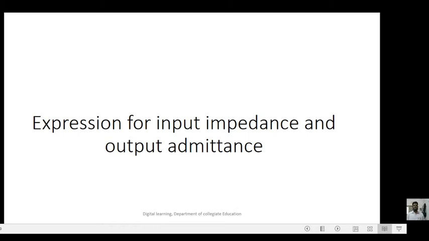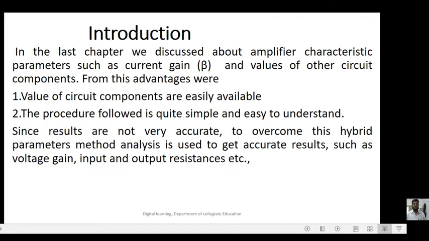Today we are going to discuss the expression for input impedance and output admittance. Introduction. In the last chapter we discussed amplifier characteristic parameters such as current gains and values of other circuit components. The advantages were that the values of circuit components are easily available and the procedure followed is quite simple and easy to understand. Since the results are not very accurate, to overcome this, the hybrid parameters method of analysis is used to get accurate results such as voltage gain, input and output resistances, etc.